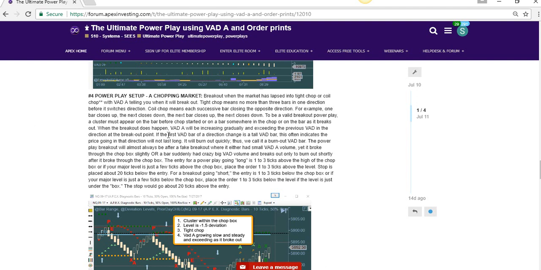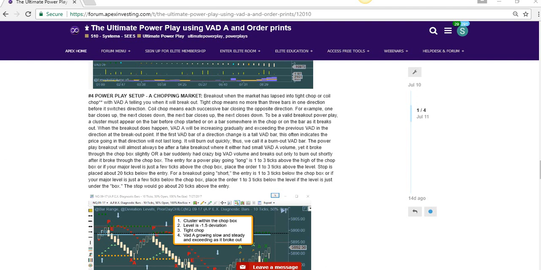Now, if the first VAD bar of the direction change is a tall VAD bar, this often indicates the price going in that direction will not last long. So we call it a burnout bar. It will burn out quickly. That's why we call it a burnout VAD bar. And I'll show you a little more what that is.